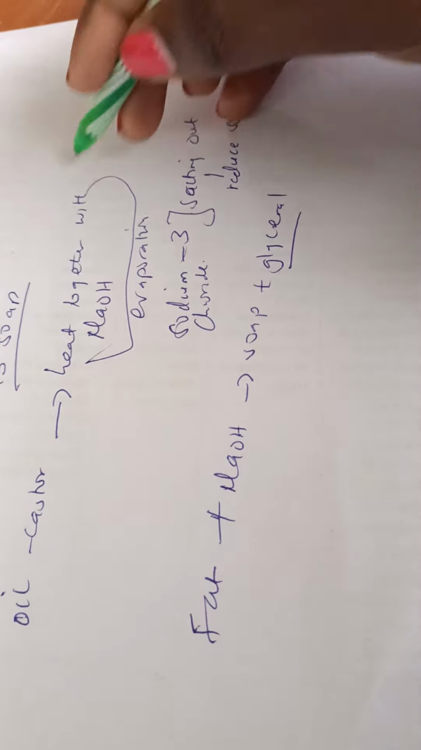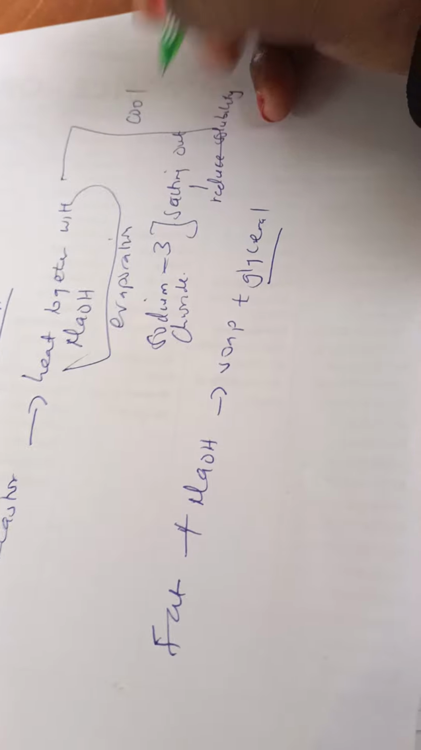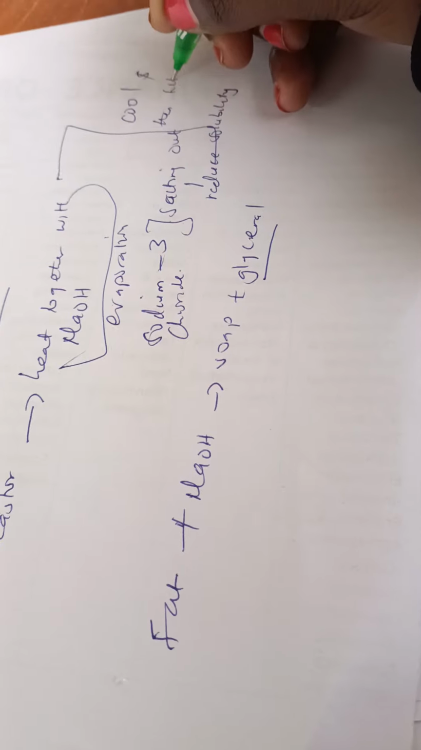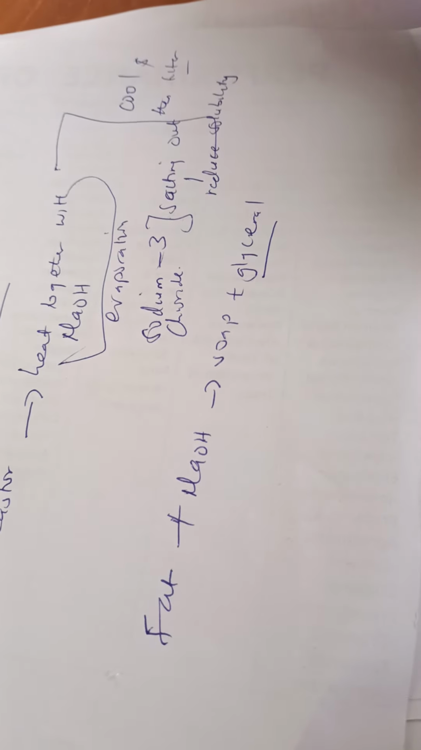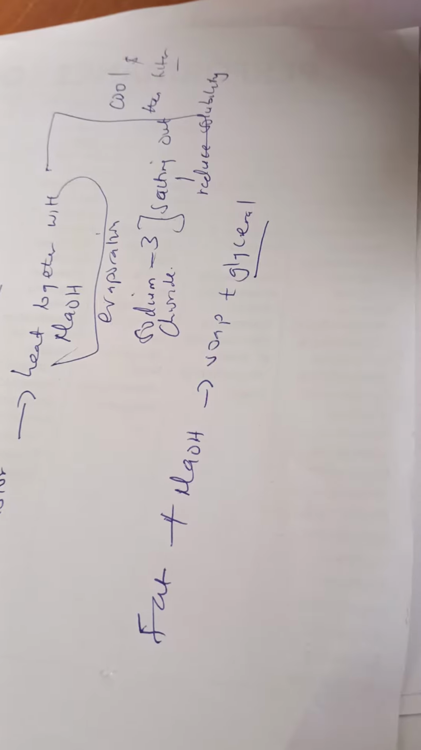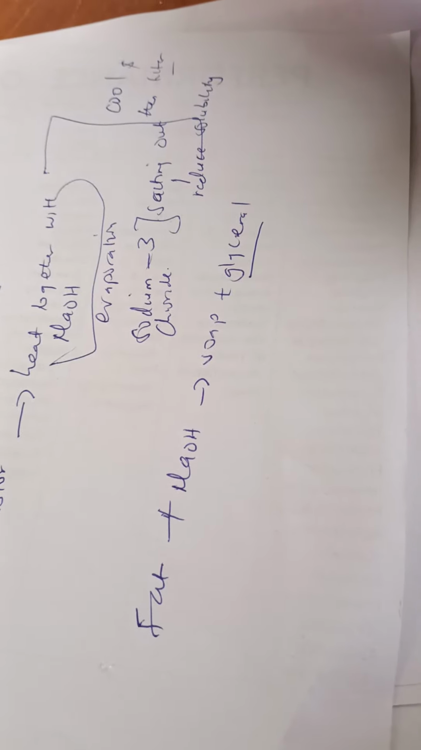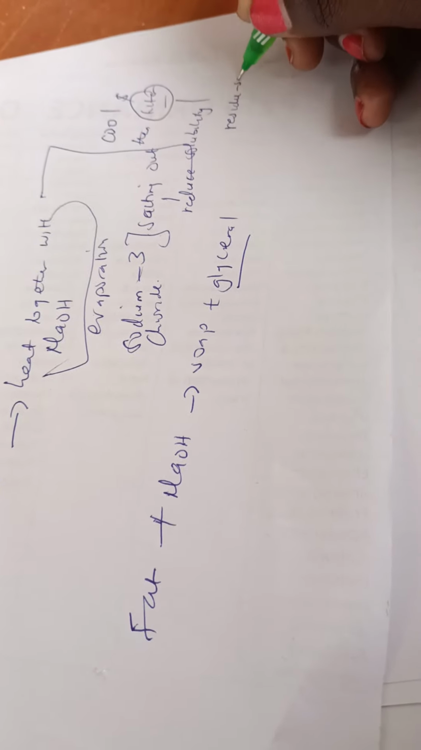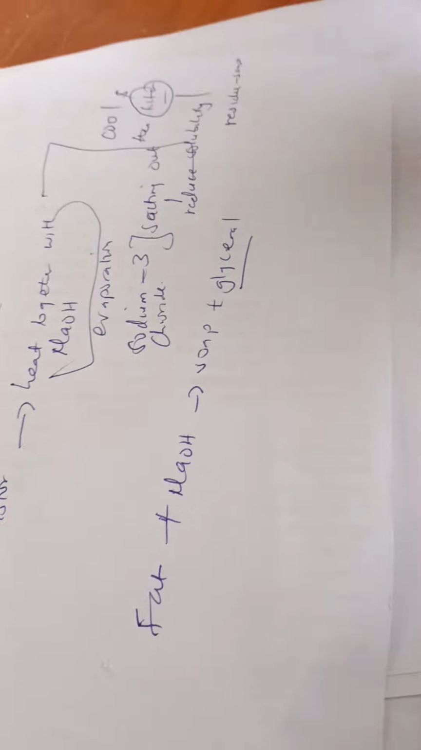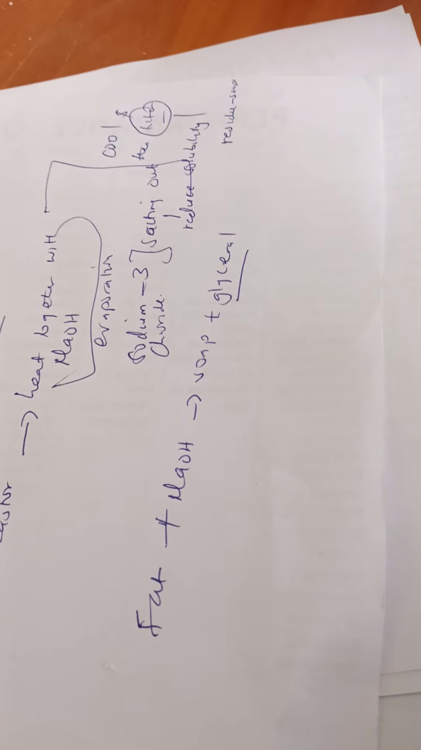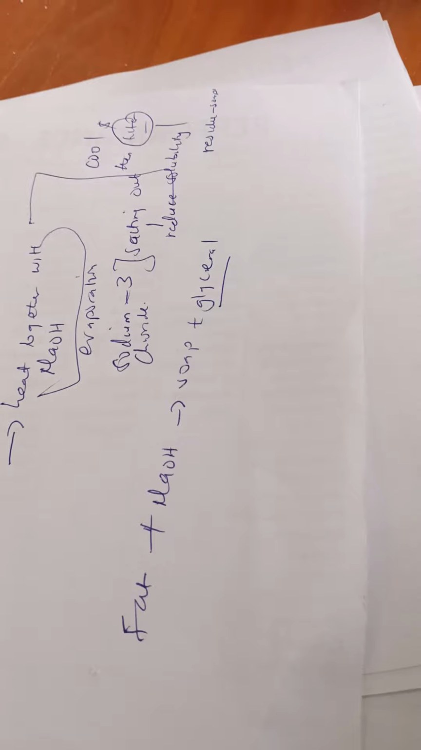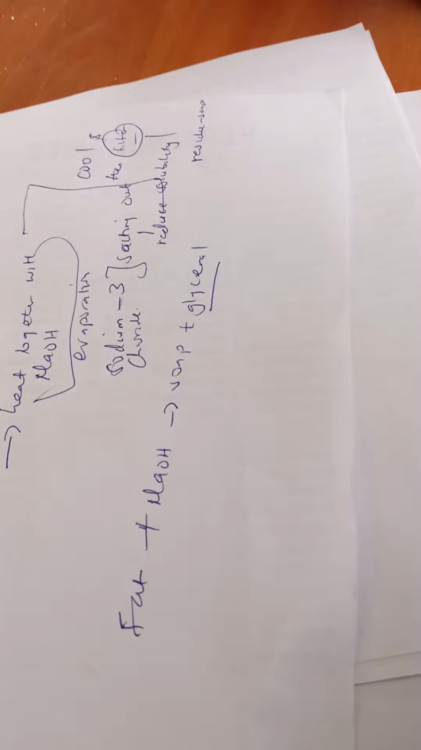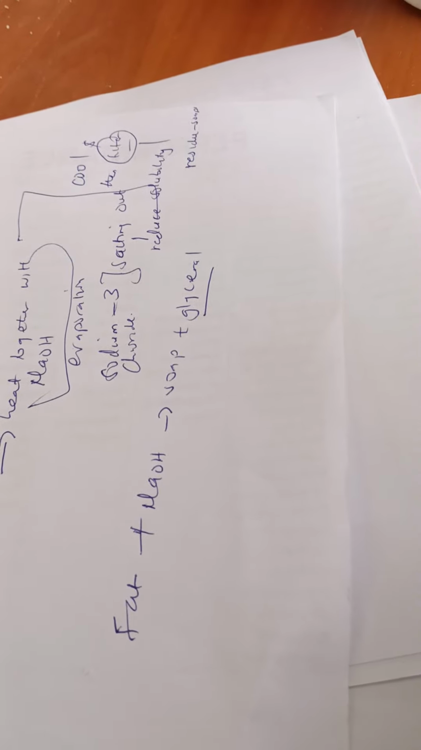Now allow this mixture to cool. You allow that mixture to cool and then filter. And the residue you have, you clean with distilled water, is the soap. After you filter, the residue is the soap. That is our soap. That is how we prepare our soap in the lab.